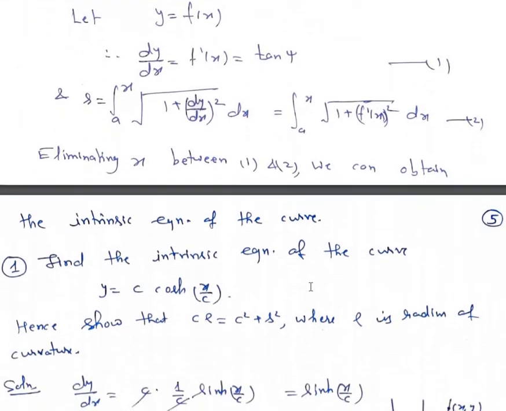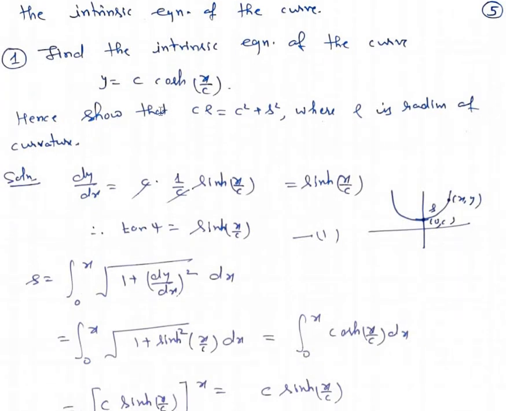Let's take one example. Find the intrinsic equation of the curve y is equal to c into cos hyperbolic x upon c. Hence show that c into rho is equal to c square plus s square, where rho is radius of curvature.